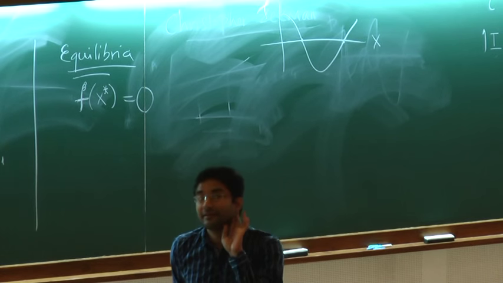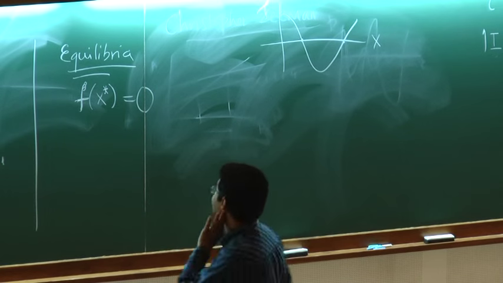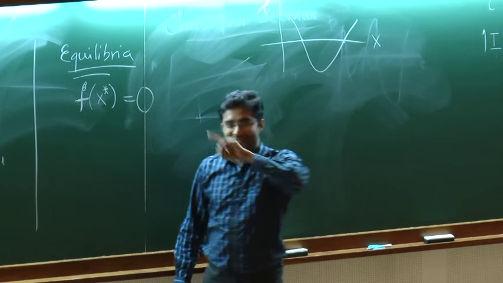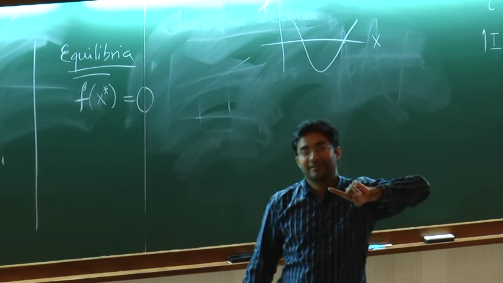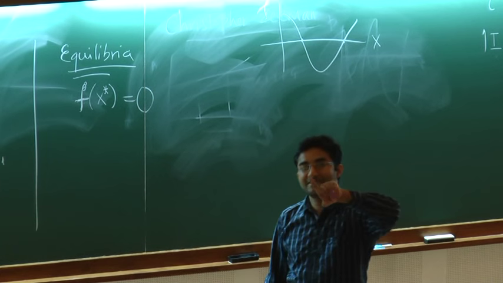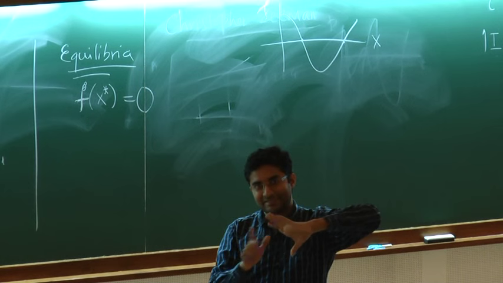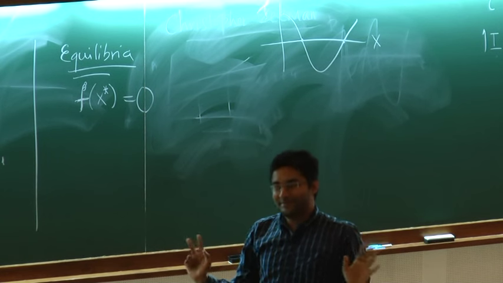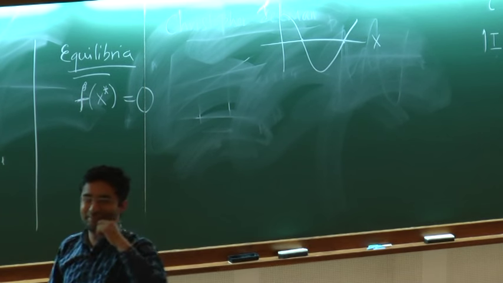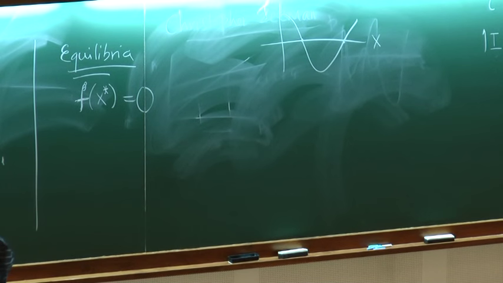Constant, sorry? That would be equilibria, no? Something that doesn't change is equilibria. Constant growth, yeah. If the population is constantly growing, you call it a stable population. Okay, maybe. That's one way of interpreting it. Yeah. How about you?